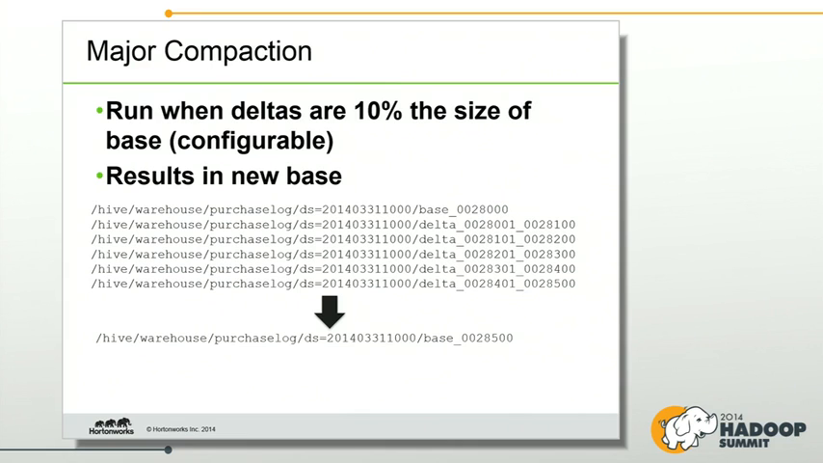For a major compaction, you see a similar thing. You've got a base file, you've got a set of delta files, and then when you're done here, you just have a brand new base file. No delta files now. This is run when the size of the deltas taken together is at least 10% of the size of the base. And again, it's configurable. You can turn that up or down depending on what works well for you.